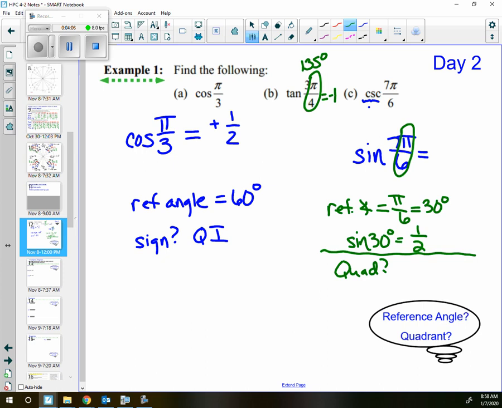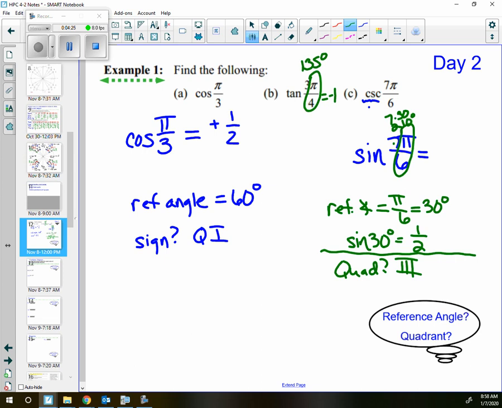All right, so what quadrant is 7 pi over 6 in? So that's 7 times 30 degrees, or 210. So 210 degrees puts you in quadrant 3, or think of it as 7 pi over 6. So that's just past halfway, 30 degrees past halfway. So 7/6, it's bigger than a whole.